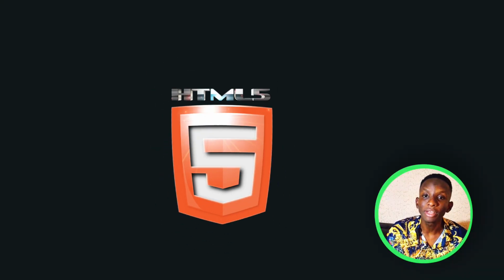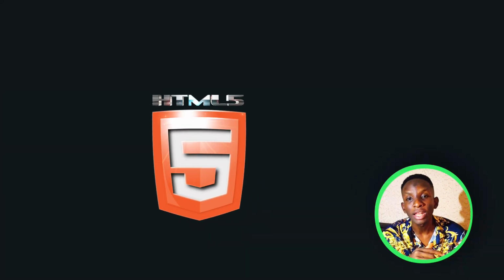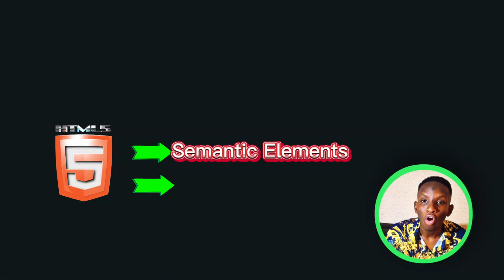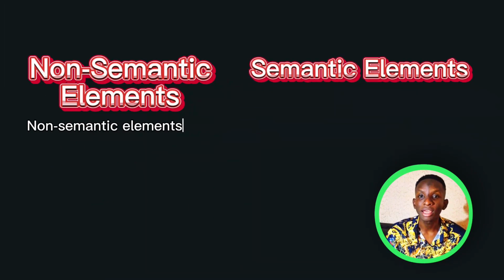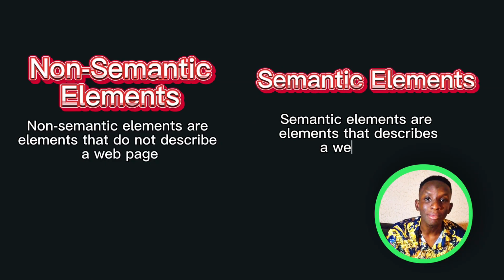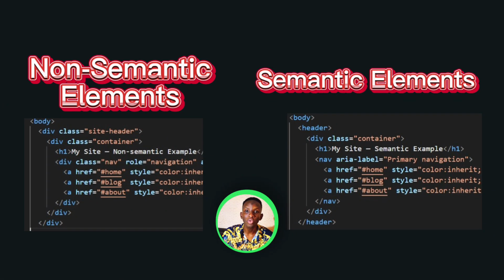In HTML, there are different types of elements, and the types of elements are classified into two. It's either going to be semantic or non-semantic elements. Non-semantic elements are elements that do not describe a web page, while semantic elements are elements that describe a web page. Look at these two codes on the screen. One has semantic elements and the other one doesn't have semantic elements. The one on the left doesn't have semantic elements and the one on the right has semantic elements. Can you see how the header is formed between the navigation bar?